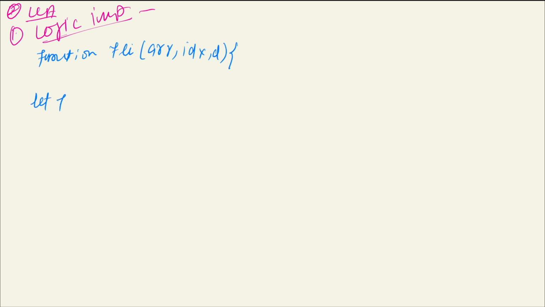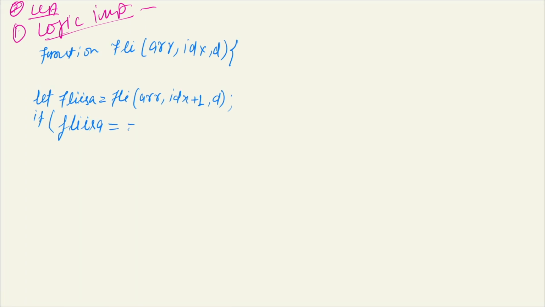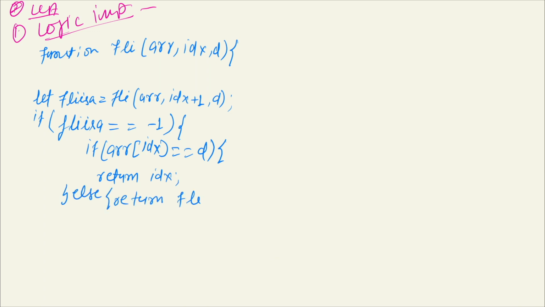The next will be like we have to calculate find last index in the smaller array. That will be like li, and here we are passing array, and then it will be the smaller one, so it will start from 1. That will be index plus 1, and passing d as well. And now we will check whether find last index inside the smaller array equals what. If this one equals minus 1, if we didn't find it inside the array, then it will check if array of index equals d, then it will return index. Else it will return find last index in the smaller array.